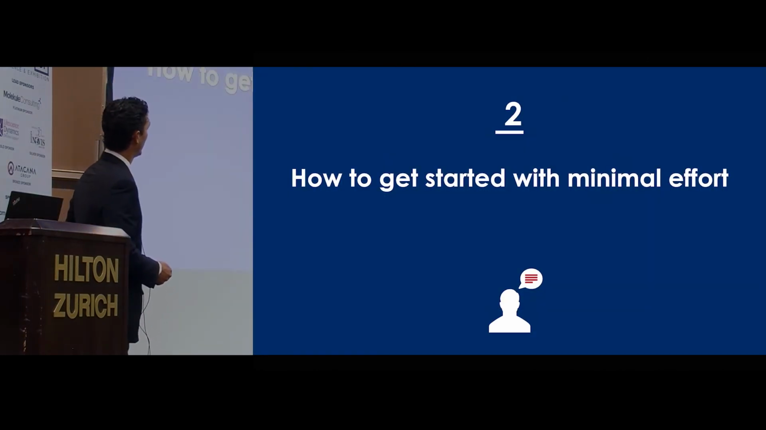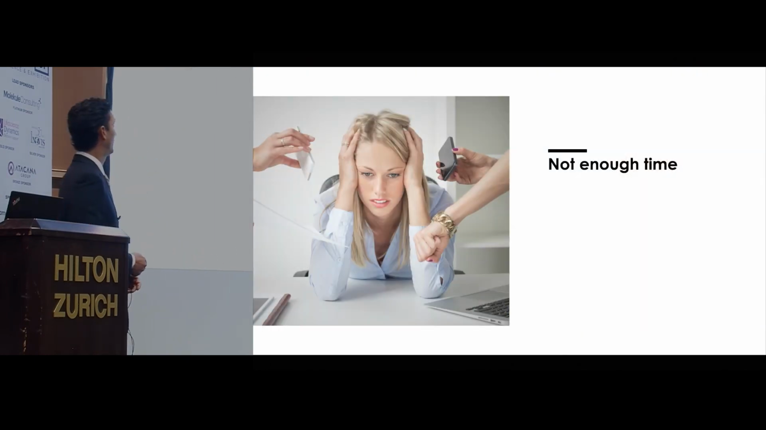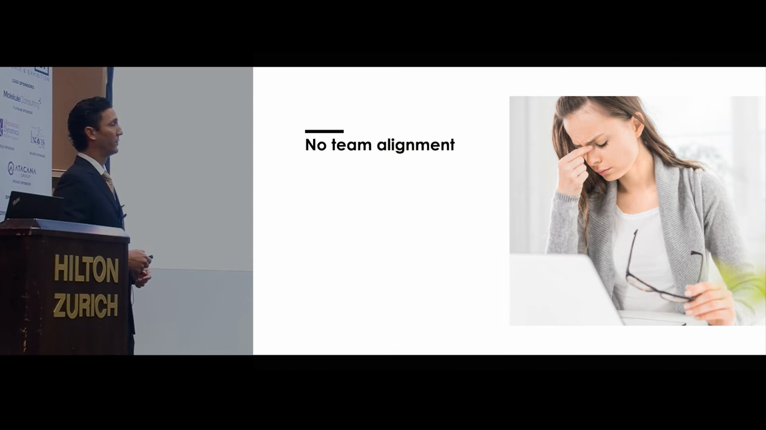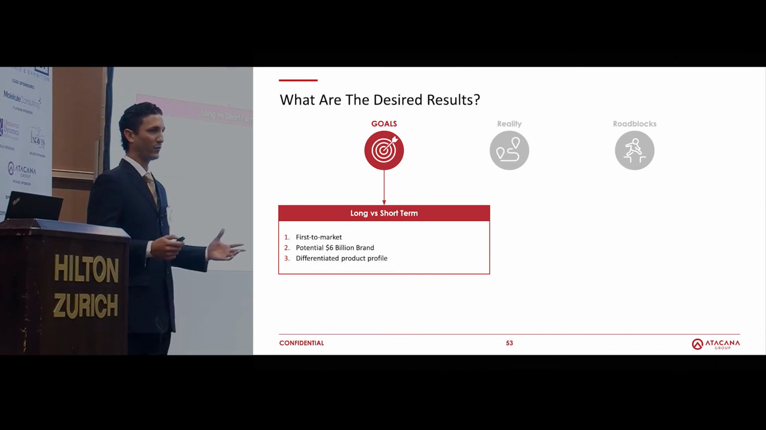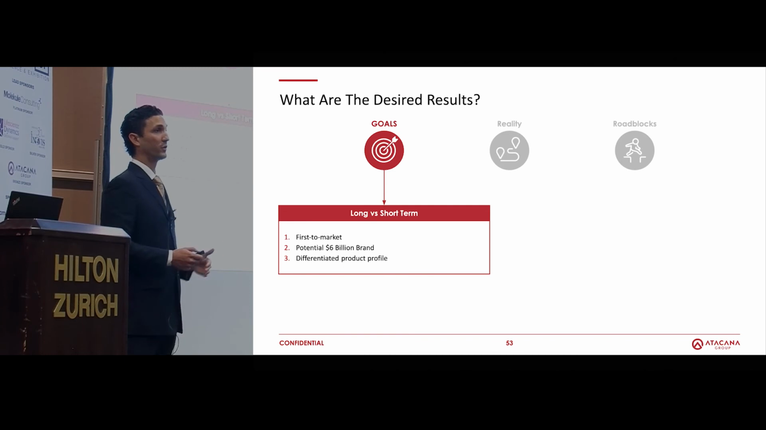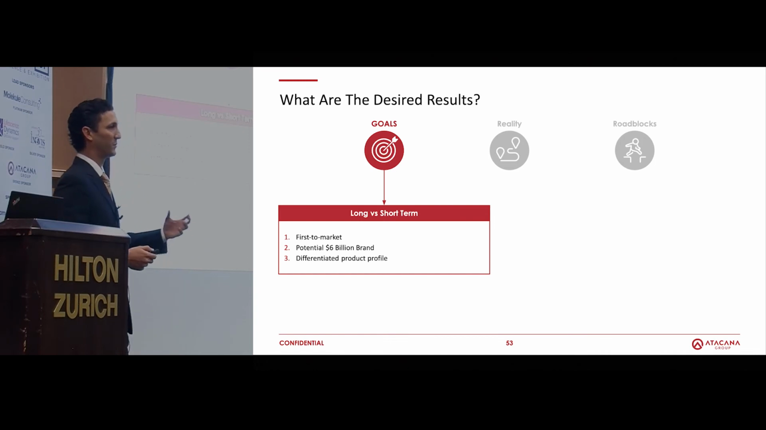So then how to get started with minimal effort. We know there's a lot of data, not enough time, no team alignment. So usually, as Sabi mentioned, we really need to understand what are the goals. And this can be a 1-hour conversation with stakeholders and really understanding what are the long-term versus the short-term goals. And when we talk about the goals, it's not what's in the brand plan, but really what the budget holder has in terms of goals, what the organization has in terms of goal for the product.